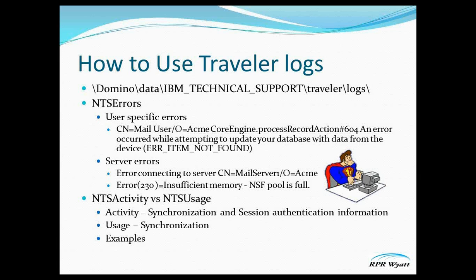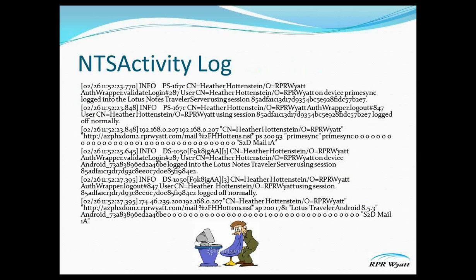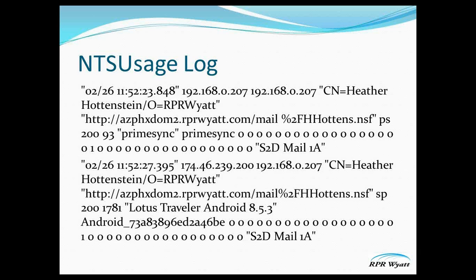NTS activity and NTS usage record information regarding the interaction with the mobile devices. Usage is just synchronization information, where activity is both synchronization and session authentication. Here is a snippet from the activity log, and you can see where a user authenticated, logged off, and had a prime sync event. And here's an example from a usage log. You can see that this is the same synchronization information that was in the activity log, but no session information has been recorded.